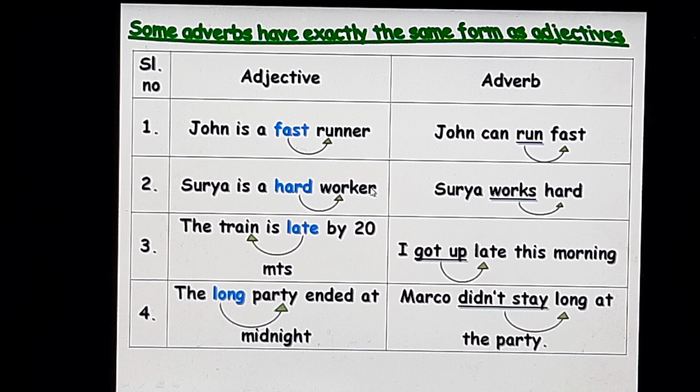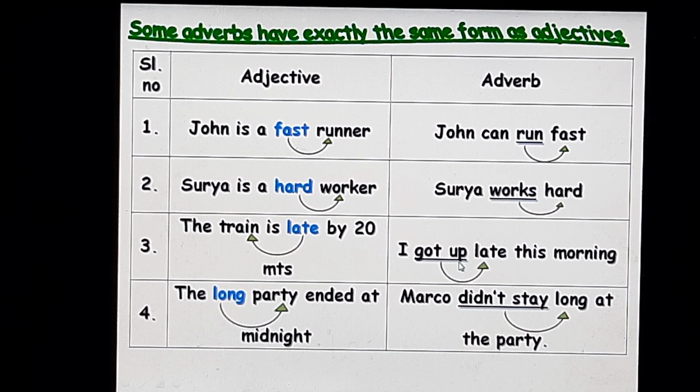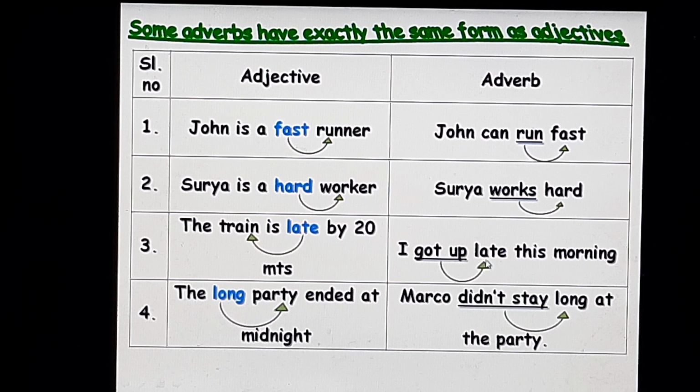Surya is a hard worker. Hard is an adjective that says more about the noun worker. Surya works hard. Works how? Hard. So here hard is an adverb. The train is late by 20 minutes. Late is an adjective saying something more about the noun, the train. I got up late this morning. Got up is the verb. Got up when? Late. So late here is an adverb.